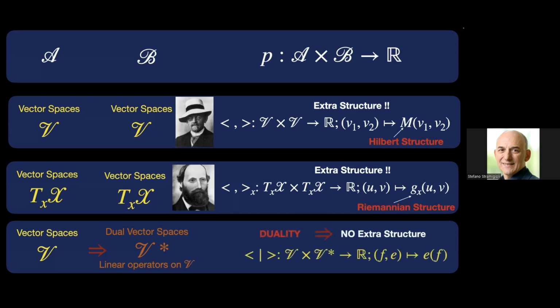If you have this situation, you don't need anything else. You just give me a vector, you give me an element in a dual vector space, which is not the same vector space, and you get a real number. Have you ever used that? Use it all the time.